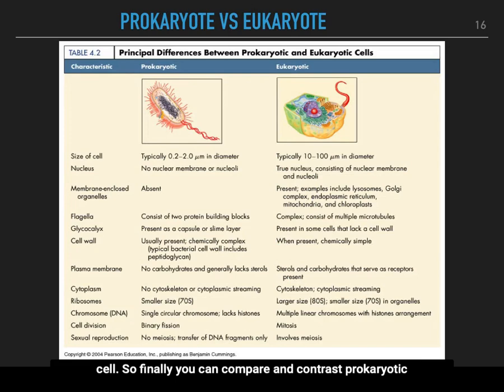So finally, you can compare and contrast prokaryotic and eukaryotic cells using various characteristics. You can look at the size of the cell, the presence of a nucleus, the presence of organelles, the material in a cell wall, the presence of flagella, cytoplasm, ribosomes, DNA structure, and the process that they use for cell division. So as you look at this figure on the slide ahead of you, this will be a great way to quiz yourself on how well you know the prokaryote and eukaryote cells as you prepare for the quiz and test.